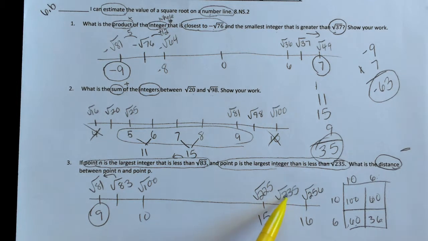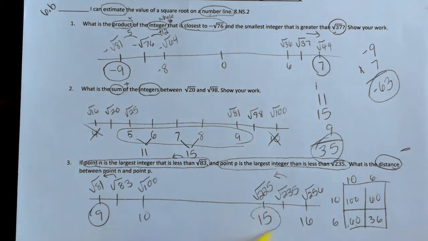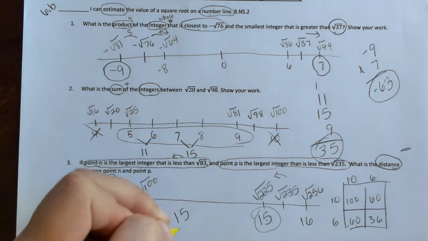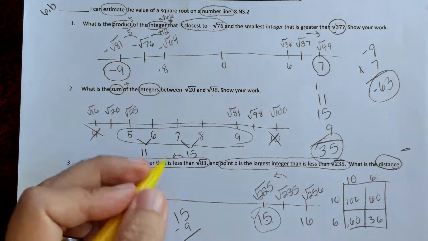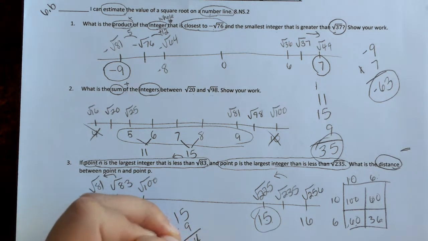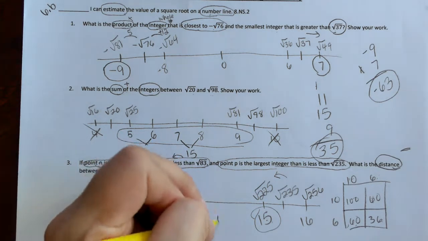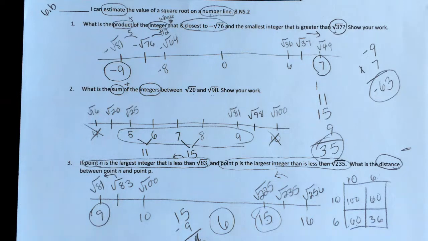Okay, so 235 is between those two. Point P is the largest integer on the less than side, so it's 15. What is the distance? So I'm doing a subtraction problem there. 15 minus 9 is 4, right? And, no, I'm sorry, 6. 15 minus 9 is 6. Our answer is a distance of 6.